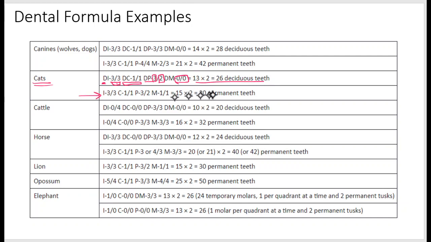And then their permanent dentition and so on and so forth. So you can see again, the D is for the deciduous, and without the D is for the permanent. Again, this is just an example for you to see what these things are and how we use the dental formula.